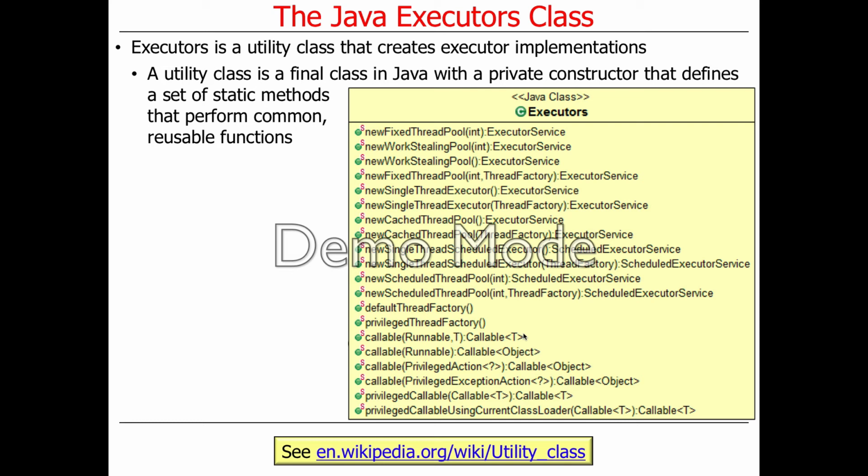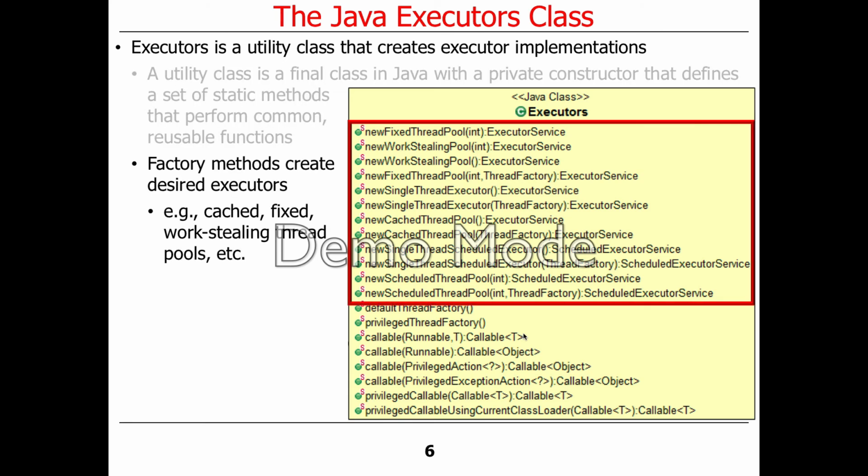There are lots and lots of examples of final classes in Java. In fact, in the earlier versions of Java, they would often do this pattern where they would have a bunch of classes that did stuff, and then they would have something with an S at the end, which was a utility class with a bunch of static methods that would make instances of the other classes. And that's exactly what it's doing here. These are factory methods that create desired executors.